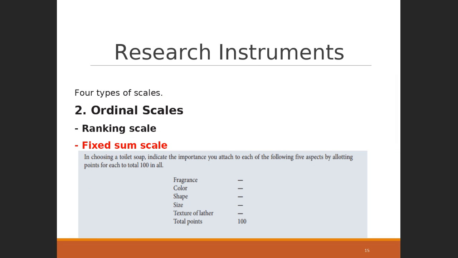Okay, the second type of the ordinal scale is the fixed sum scale. In the fixed sum scale, you have fixed 100 points, and you need to divide these 100 points in such a way that the total is equivalent to 100. So, for instance, in this particular example, you are asked to indicate the importance you attach to the following five aspects by allotting points for each, total 100 in all. So you are required to attach importance to these characteristics while rating a soap.